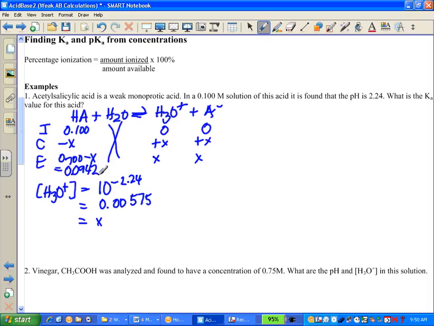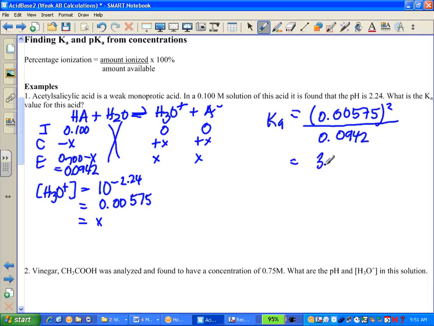The x value I know, so now I can solve for the Ka. The Ka is 0.00575 squared, because it's x squared, divided by 0.0942. So the Ka for this acid is 3.51 times 10 to the negative 4.